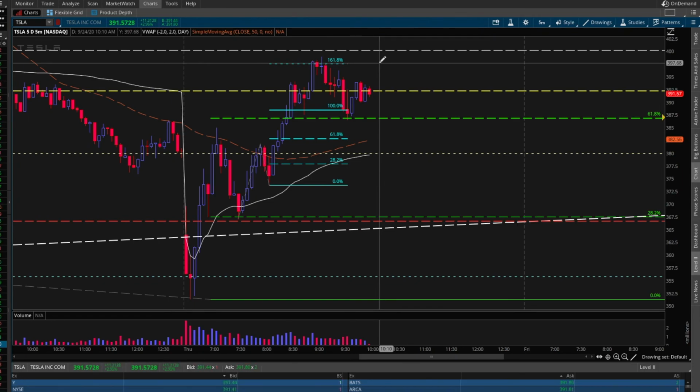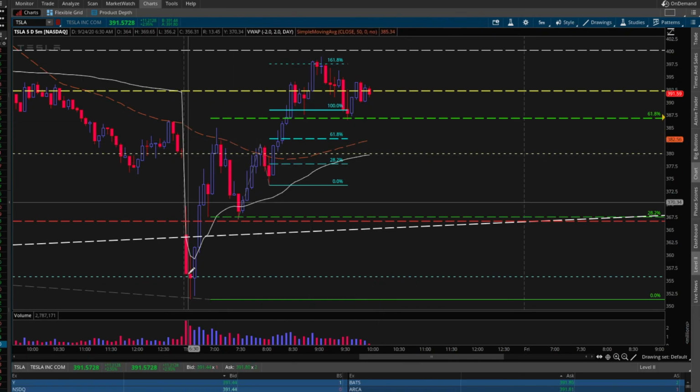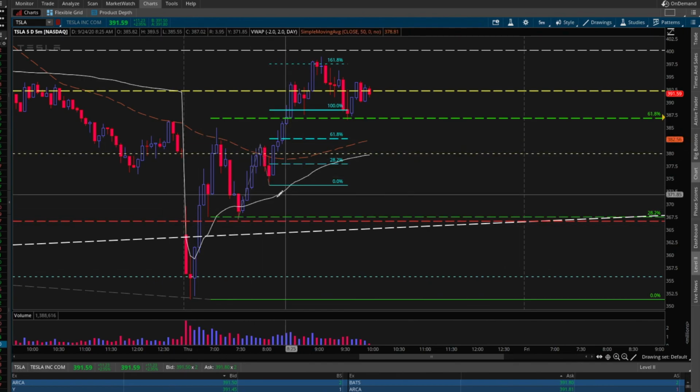Wow, those are two great plays you could have made off Tesla today, with downward swings getting smaller, coming down to a higher low. So I hope that helps.